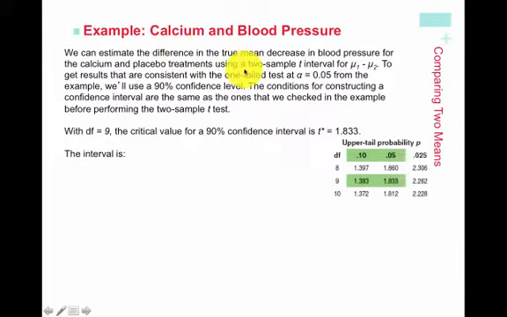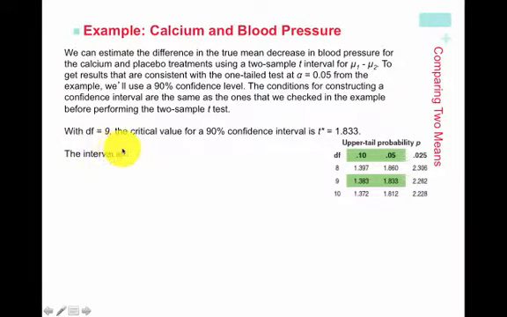We can estimate the difference in the true mean decrease for calcium and placebo using a two-sample t interval for this. To get results that are consistent with a one-tailed test at alpha equals 0.05, we use a 90% confidence interval. Remember, the confidence interval is the middle part, and it always has two tails. So alpha 0.05, we use a 90% confidence interval. The conditions are the same ones as we used when we did our t-test. So we are just going to move into the calculation.